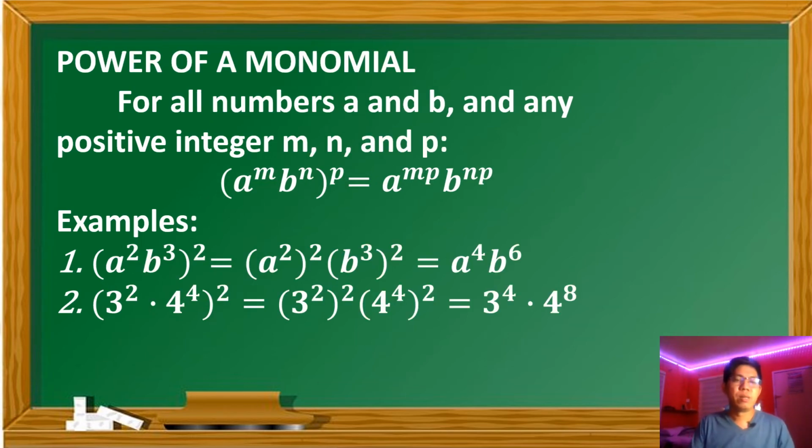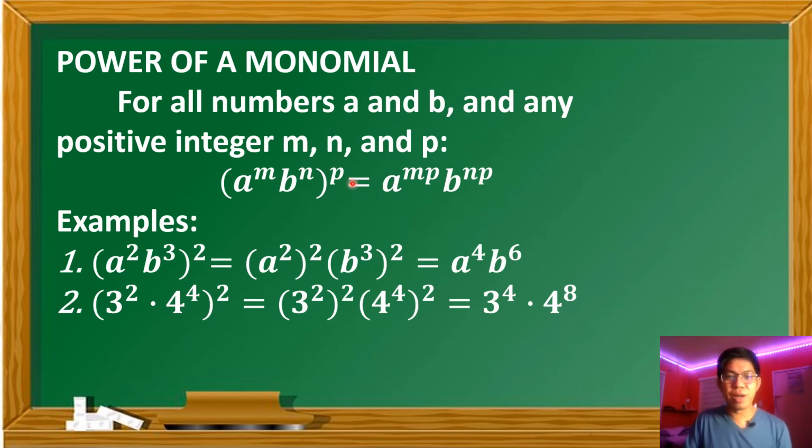Okay, next we have the power of a monomial. Power of a monomial states that for all numbers a and b, again, for all numbers a and b, and any positive integers m, n, and p, let's say a raised to the m, b raised to the n, all raised to the p is equivalent to a raised to the mp, b raised to np.